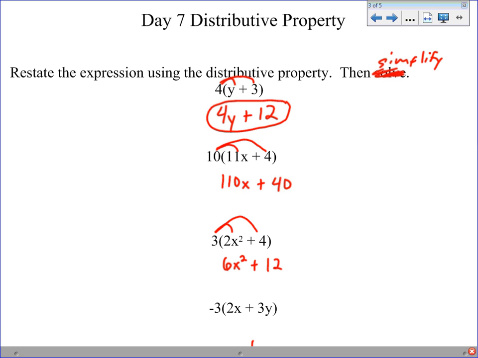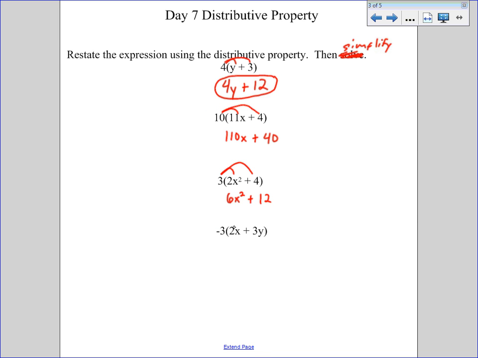And then our last one, I'm going to get rid of this, extend it a little bit. We're going to get negative 3 times 2x. Negative 3 times 2 gives us negative 6, and don't forget your x, plus negative 3 times 3y. Again, it's going to be negative 3 times 3, which is negative 9. This time it's a y. So that's the basics of the distributive property.